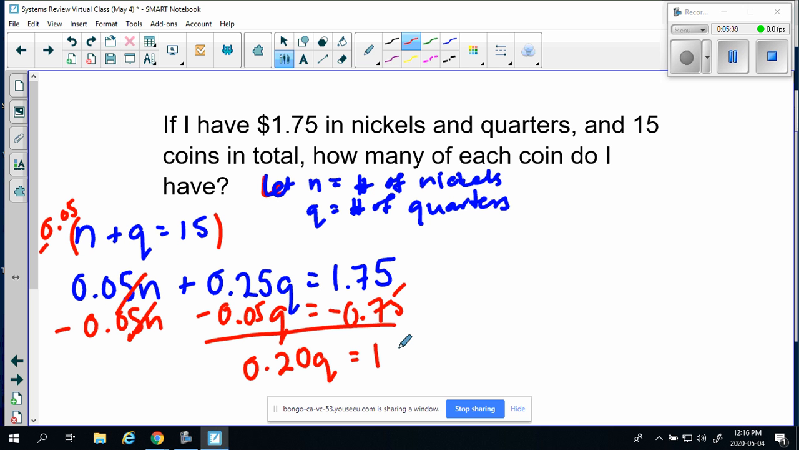And then I can divide both sides by 0.2. I'm getting q equals 5, and they have to add up to 15. So then that means my nickels must be 10.